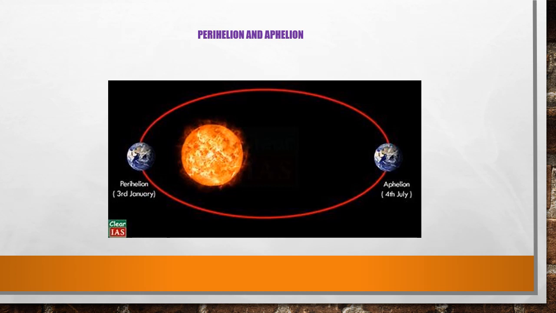Now aphelion, the word aphelion comes from the Greek word ap, which means away from, and helios means the sun. So during this time, as you can see, the distance between the Sun and the Earth increases to about 152 million kilometers, and it occurs on July 4th. Now the average distance between Earth and the Sun is about 150 million kilometers. Since the Earth's orbit is elliptical, the distance of the Sun from the Earth varies about 2.5 million kilometers from the average.